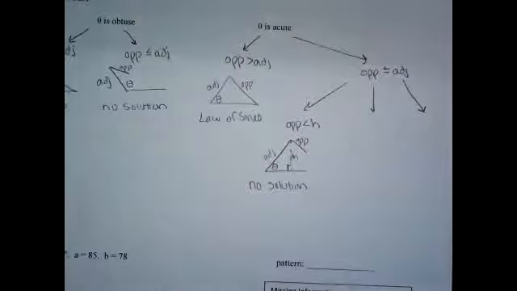Basically, if the opposite side is big enough, then you're good. And if the opposite side is not big enough, then it doesn't form a triangle and you can't get an answer. Right?